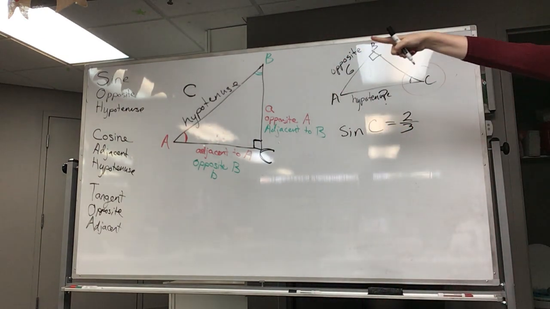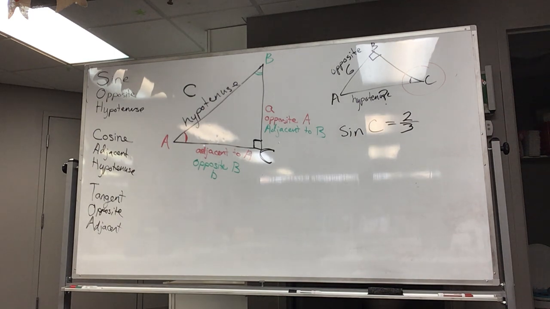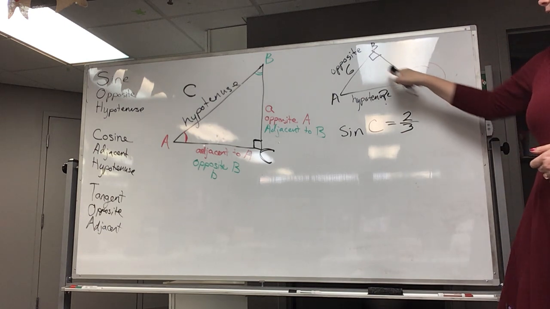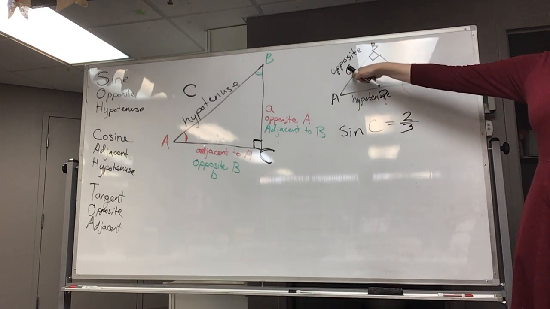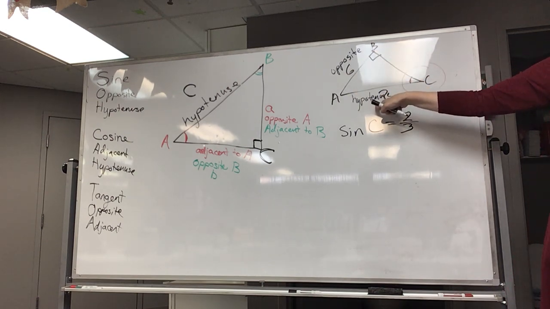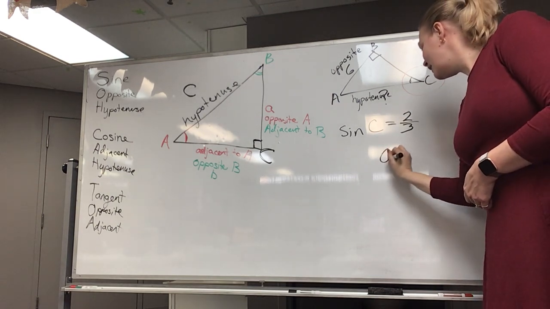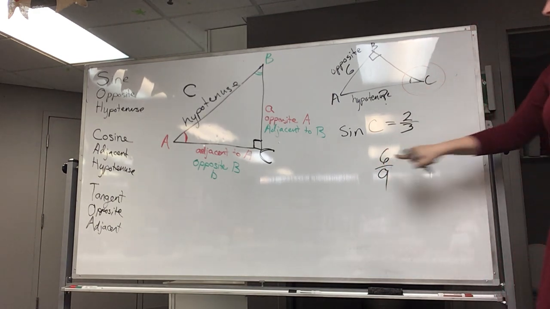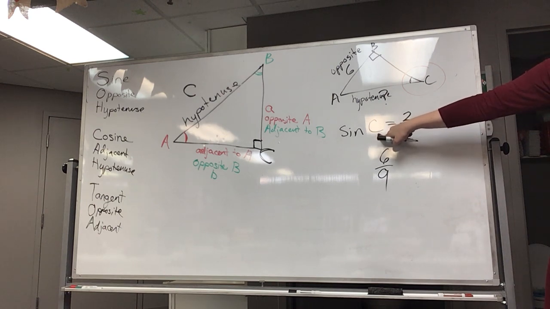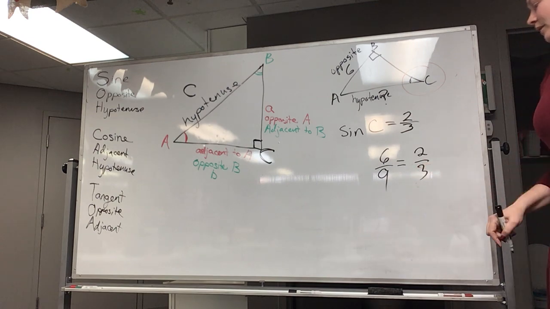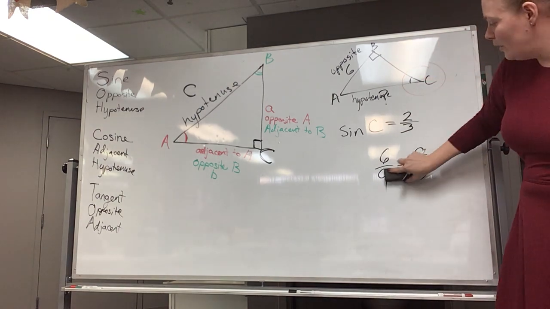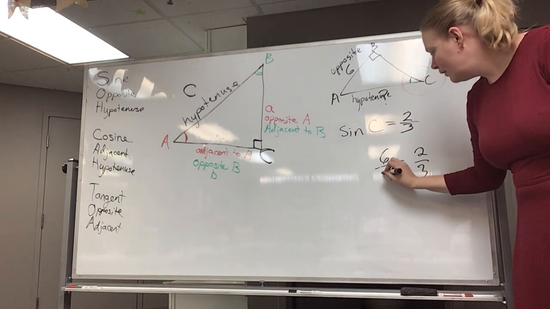So, for our sine, what over what are we looking for? What's our fraction ratio? From the picture, we know that it's 6 over the question mark. You catching on? 6 over the question mark is equal to sine C. It's also equal to 2/3. And so the question mark would have been right here.